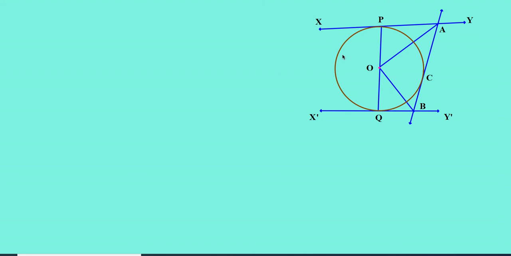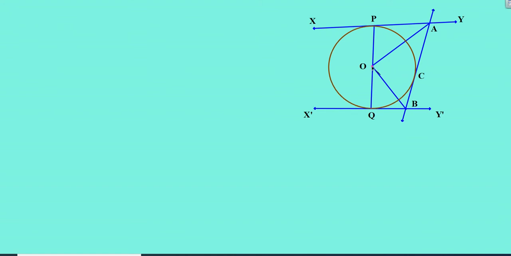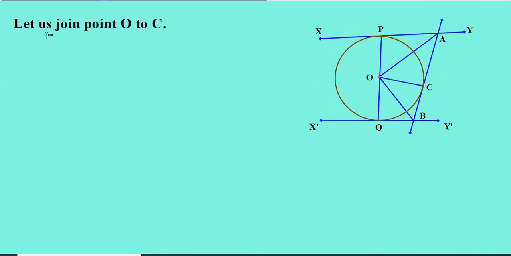Here XY and X dash Y dash are the two tangents to the circle with the center O. AB is another tangent touching the circle at C. That means C is the point of contact here. What you have to prove is angle AOB is equal to 90 degrees. First, let us join OC.